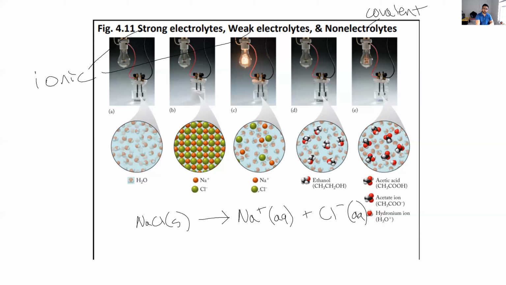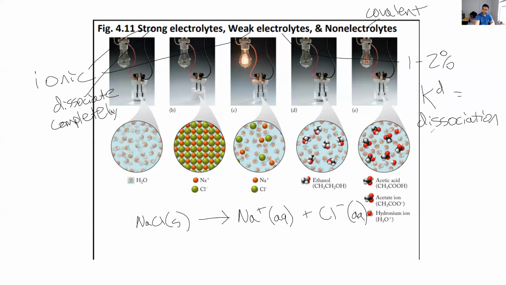So the main thing you need to know, strong electrolytes dissociate completely, okay? While weak electrolytes only dissociate about 1 to 2%. And these kinds of electrolytes have this thing called a Kd, which is called a dissociation constant. And this number basically tells you how much the electrolyte is going to dissociate. And this becomes especially important when you're dealing with things like weak acids and bases, which we'll get to later on.